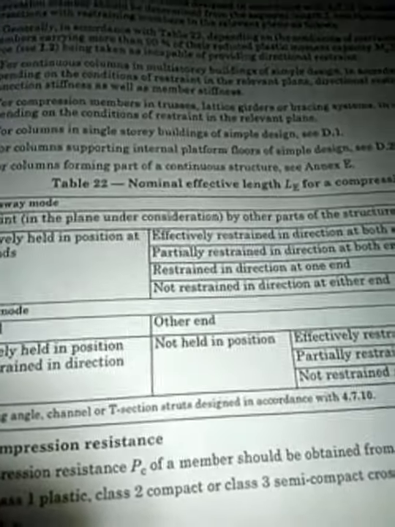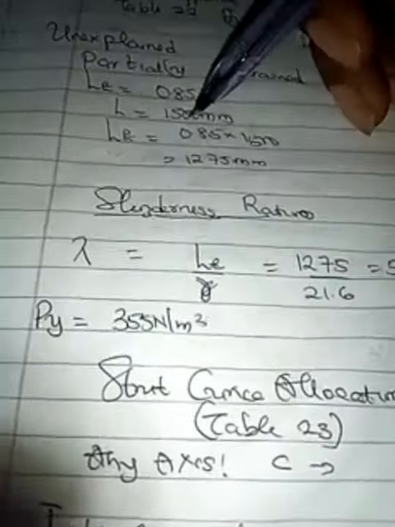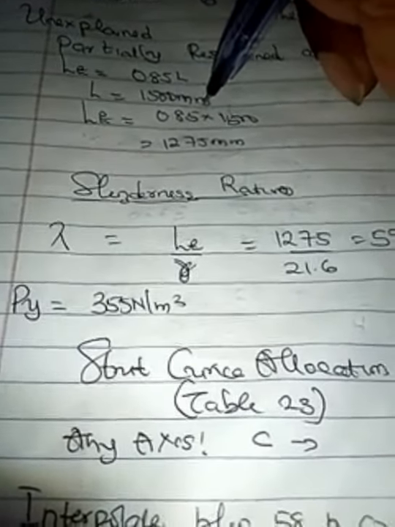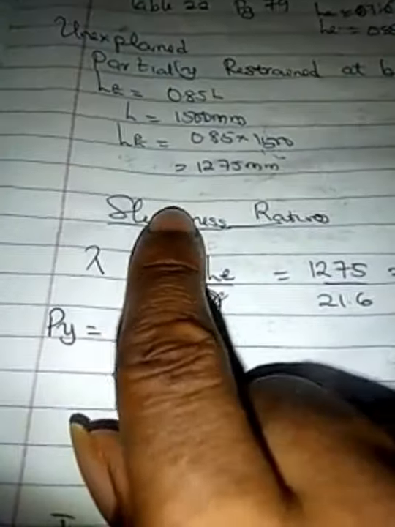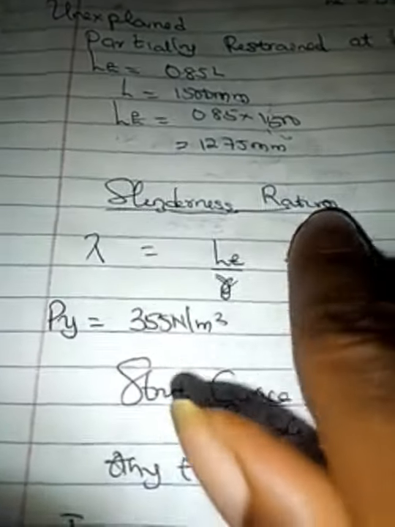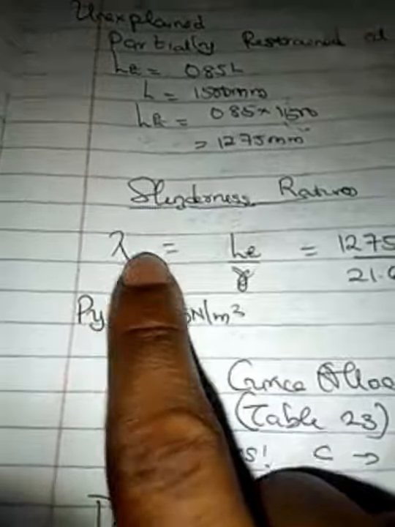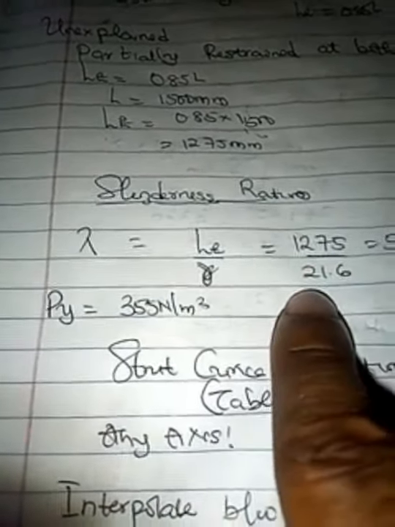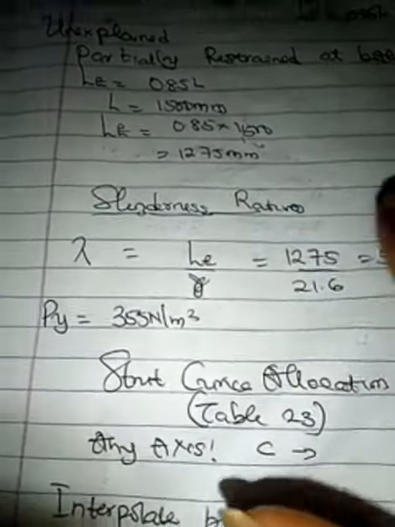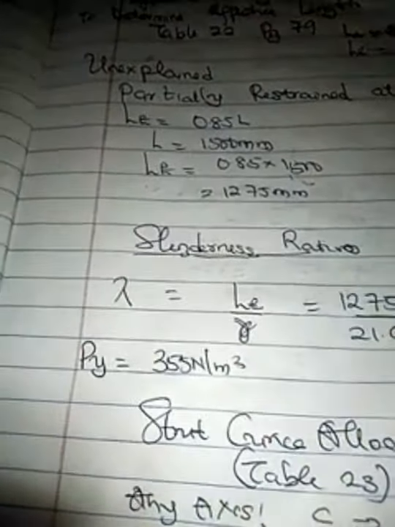So once we calculate our effective length, we are good to go. Calculate your effective length, 0.85 times L. We are given L in the question as 1.5 meters, which is 1,500 mm. You get 1275. Remember, I told you we are calculating our gamma so you can calculate the slenderness ratio. The formula for slenderness ratio is LE over gamma. You've gotten effective length 1275, and you have gamma already, the smallest radius of gyration, 21.6. You get this, and after you are done, we go to a new table to complete our calculation.